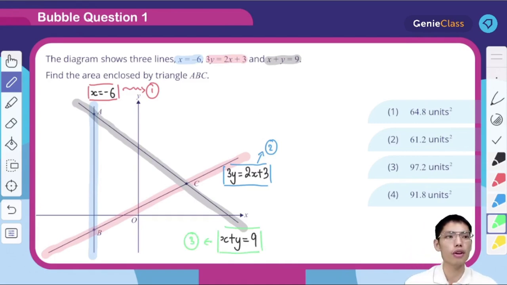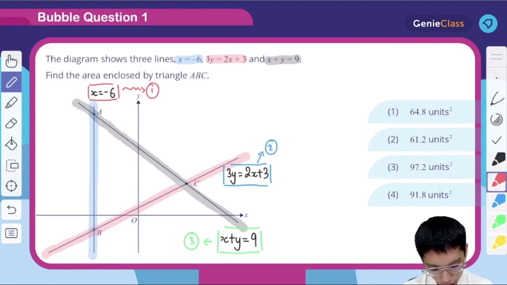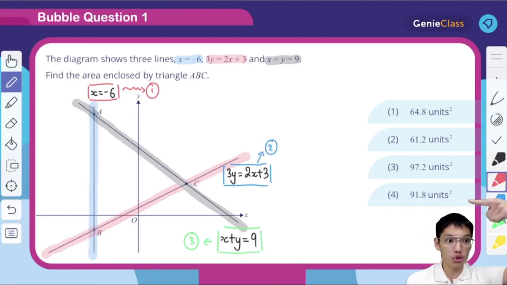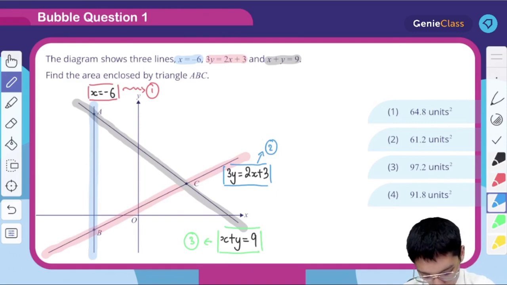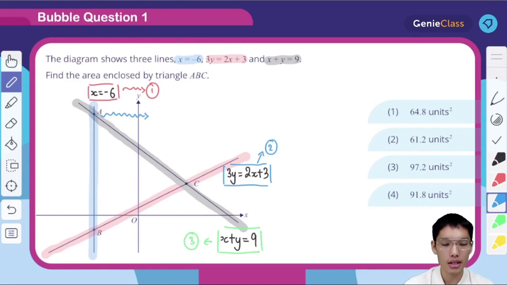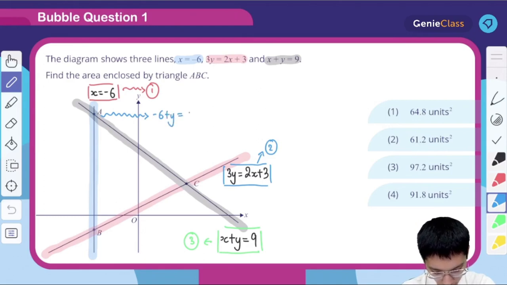Okay, let's do the more straightforward one first. In this case, we can actually go for the straight vertical line, because all of them are straight lines. Apologies for not saying it clearly. If I talk about this line over here, it's just the intersection from 1 and 3. I just sub in, I get minus 6 plus y equals 9, so y is equals to 15. Knowing this, immediately I know my coordinate is negative 6 and 15.